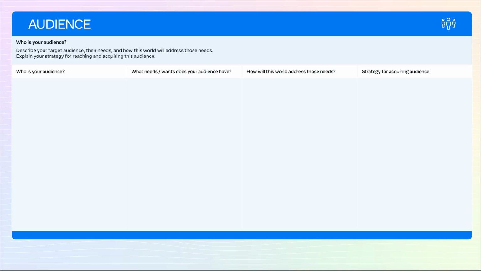So with this part of the form, you can write in who is your audience, what needs and wants does your audience have, and how the world will address those needs, and also how it will acquire that audience. Yeah, and so to give two examples on this one, most of my worlds I build for the audience of people who do or would do real-life escape rooms, which means I'm not interested in making the worlds really easy for kids. If someone is like, oh, I love puzzles, give me a 50-hour puzzle adventure, that's just not the type of person I'm focused on.